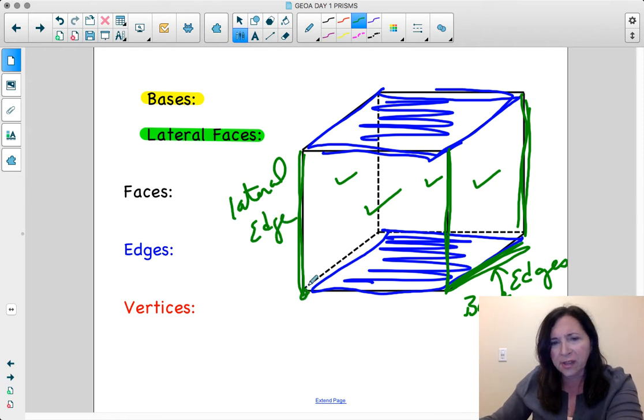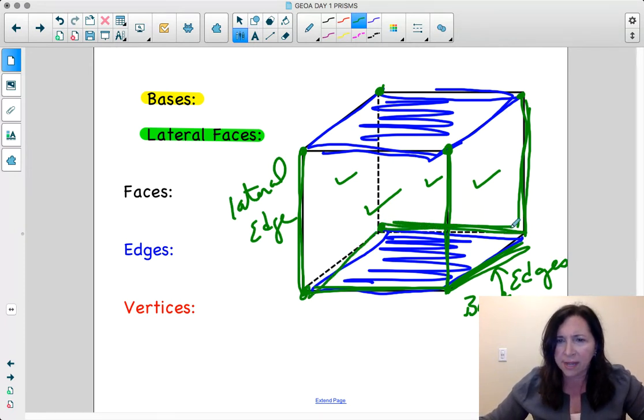And my vertices are these little corners. See where the two prisms get together? The two shapes get together here. So those are all my vertices.